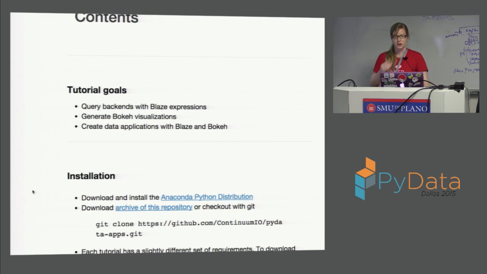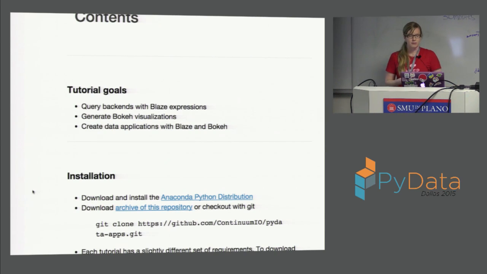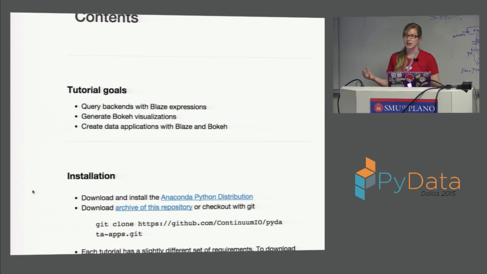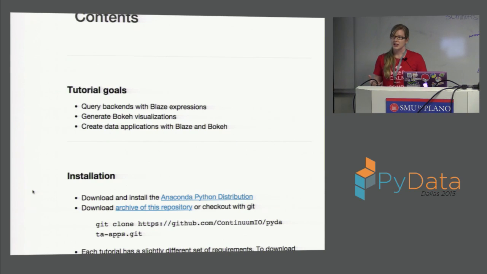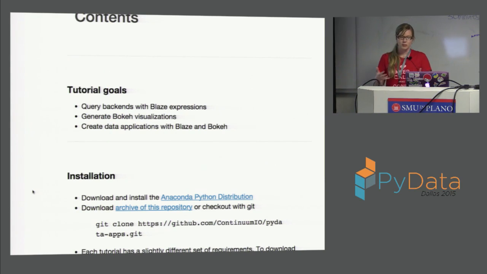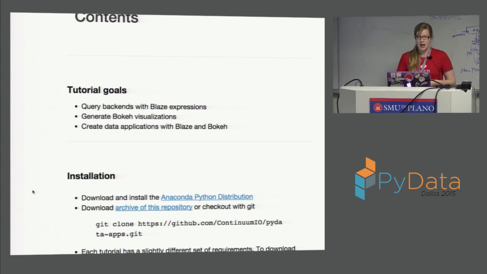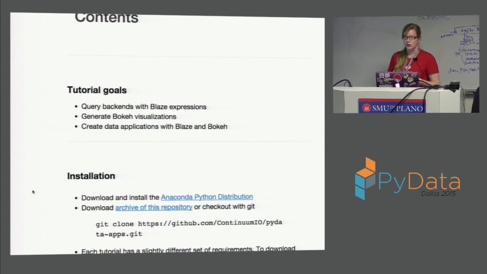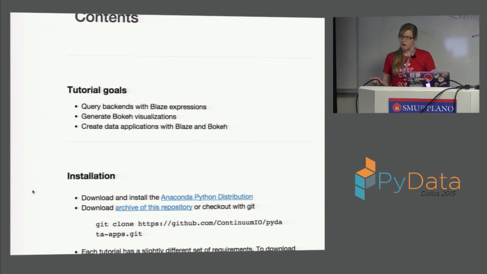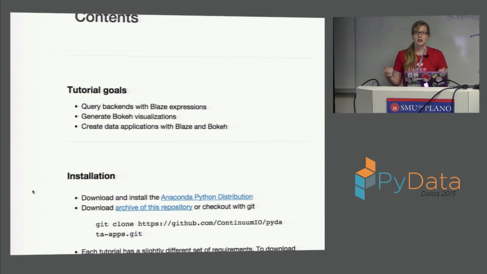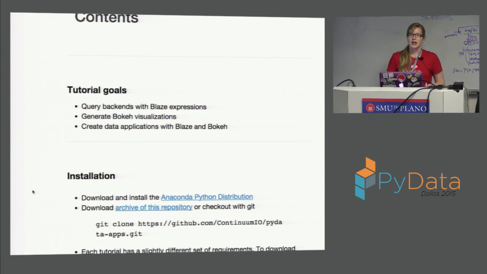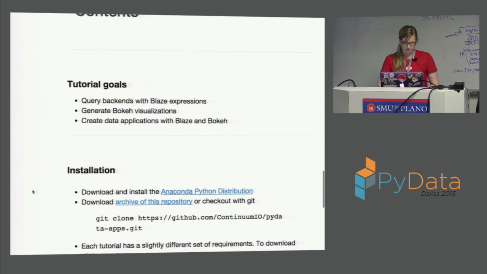So what are the goals of this tutorial? We want to learn how to query different backends with Blaze, learn the syntax, see how easy it is, and what Blaze is actually doing to make those computations. Then we're also going to learn how to use the Bokeh library to do visualizations. And then put those two things together to build data applications in a Flask app and see how these two things combined can be very powerful for building this kind of application.